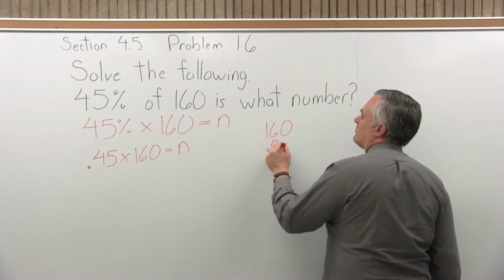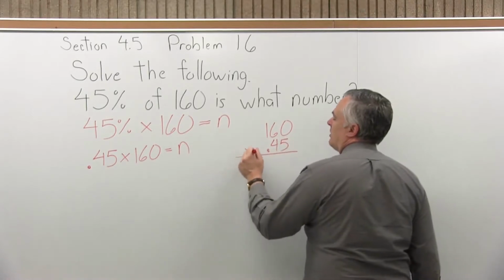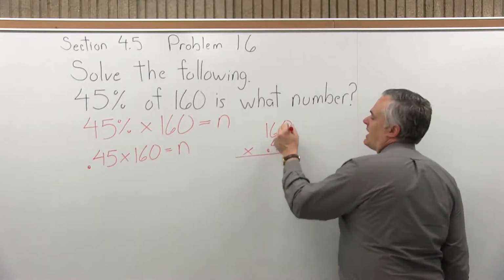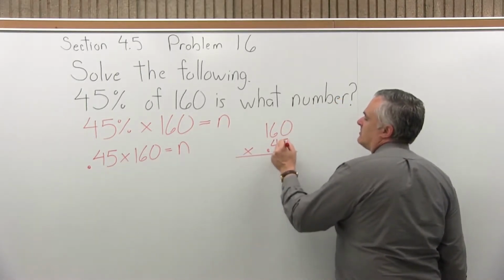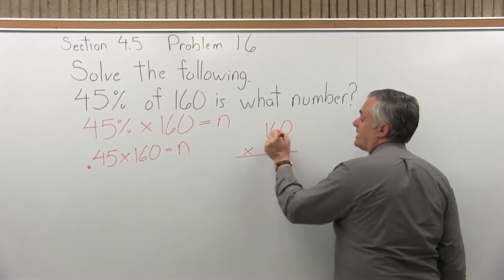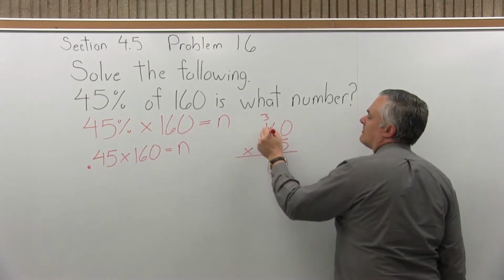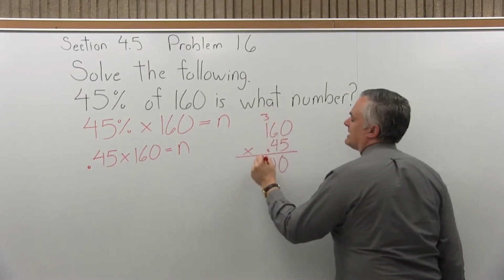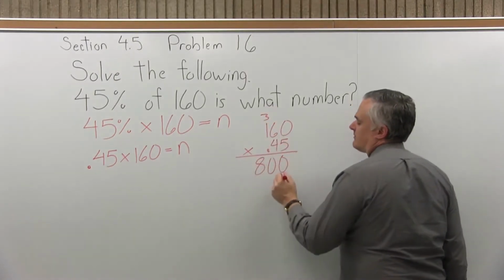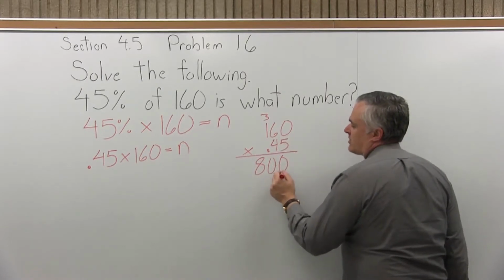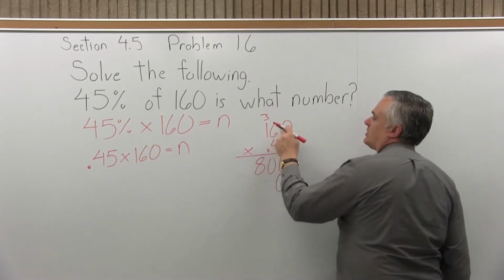160 times 0.45, multiply. So 5 times 0 is 0. 5 times 6 is 30. So for 30, you write the 0, carry the 3. 5 times 1 is 5, plus 3 more is 8. So that takes care of the 5. Go down a row, put a 0 to hold your position. Then start to multiply with the 4.